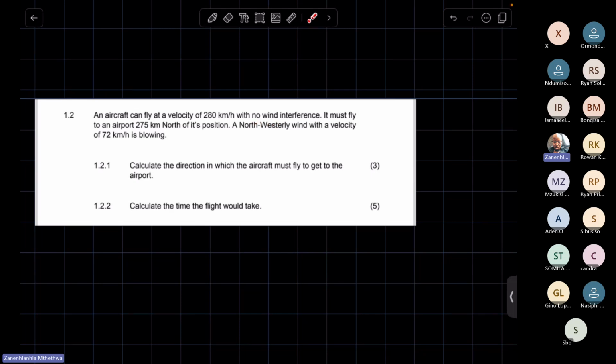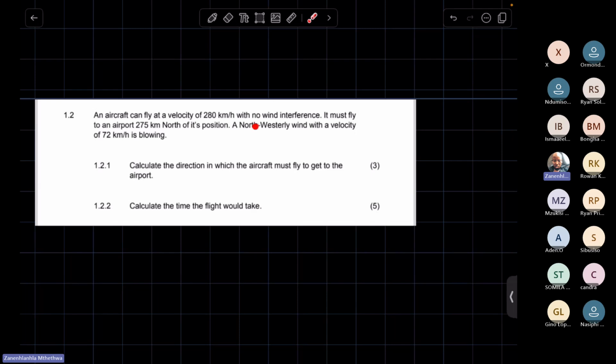So again, if you look at the wind vector, a northwesterly wind with a velocity of 72 kilometers per hour is blowing. They didn't quite specify if the wind vector is coming from this direction or going in this direction. Because of that, we take it as though it is coming from this direction. So if it is coming from this direction, it means it is going in a direction that is opposite the one it is coming from. Are we clear?